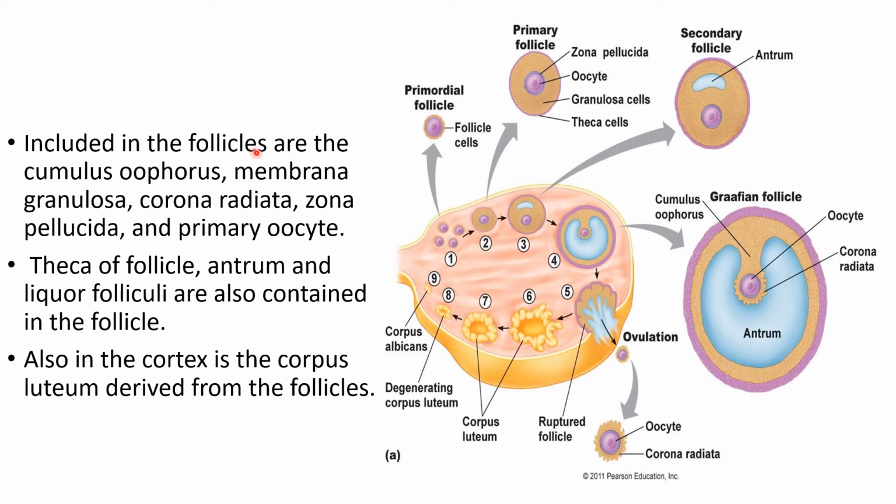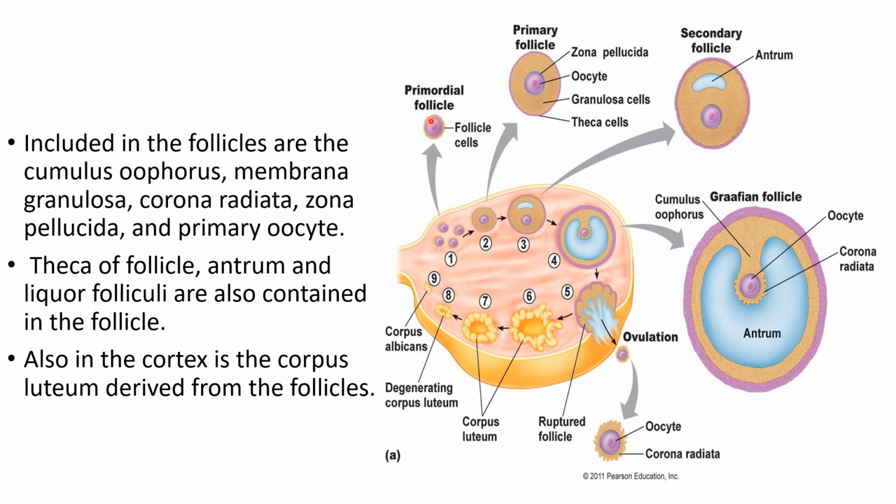Included in the follicles are cumulus oophorus, membrana granulosa, corona radiata, zona pellucida and primary oocyte. The theca of follicle, antrum, and liquor folliculi are also contained in the follicle. Also in the cortex, the corpus luteum is derived from follicles. Here you can see the content of the follicle.